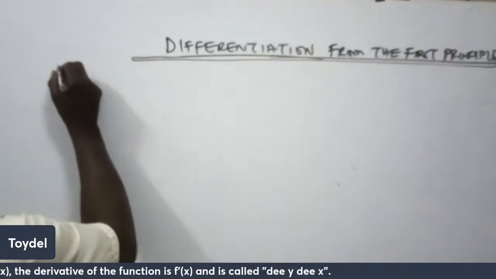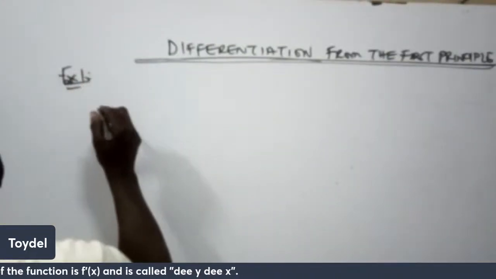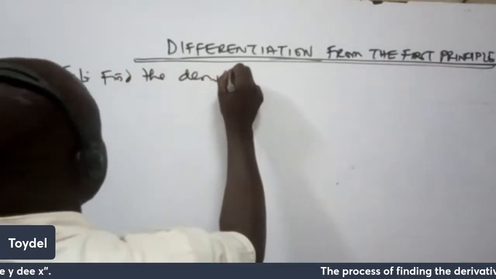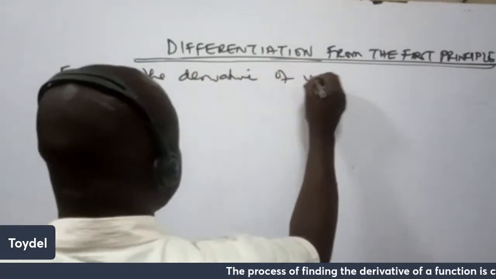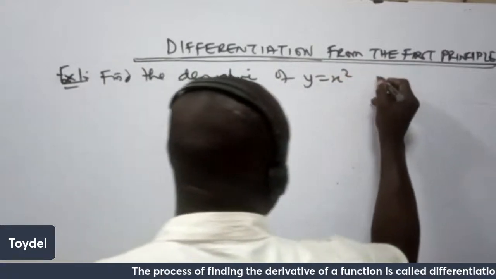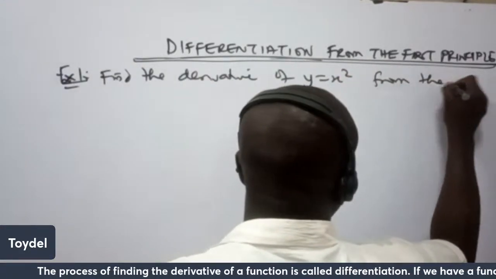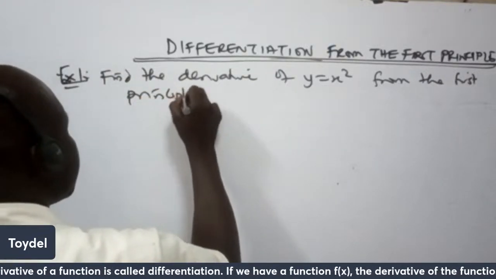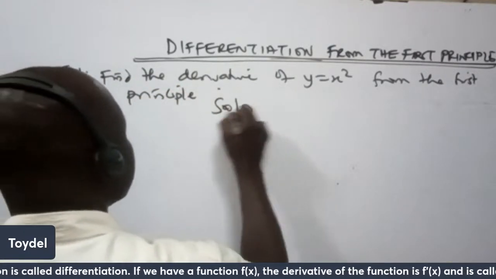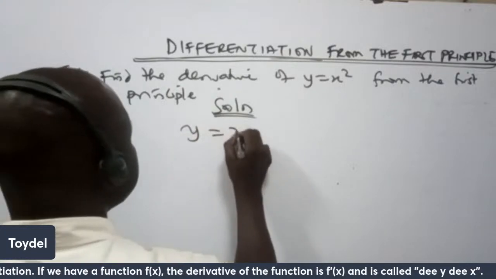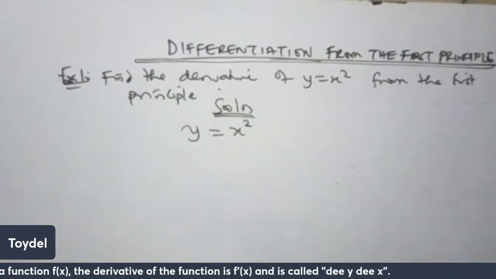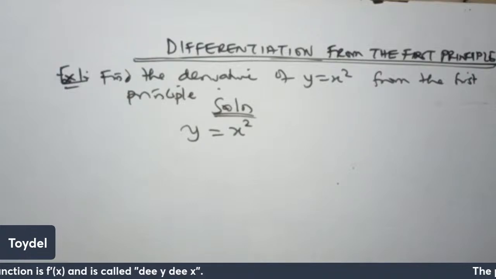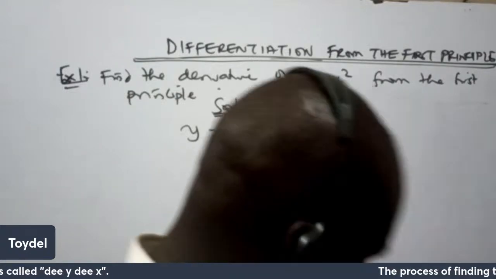Let me just use an example to explain this. Let's say example 1. The question says find the derivative of y is equal to x squared from the first principle. So how do we differentiate from the first principle? y is equal to x squared. Of course, this one now is a function under polynomial functions. So it's a polynomial function, x squared.